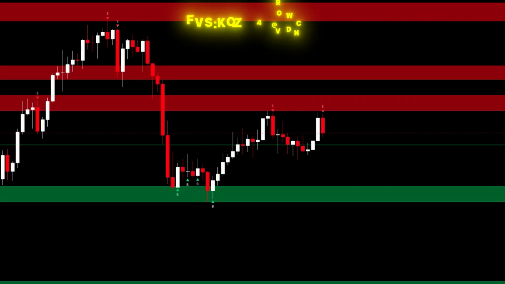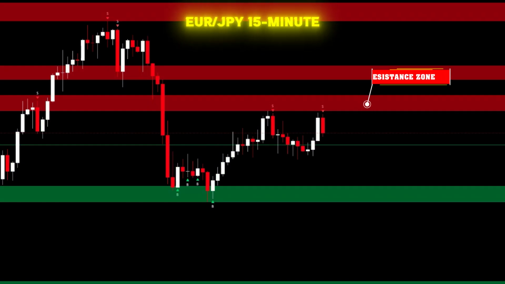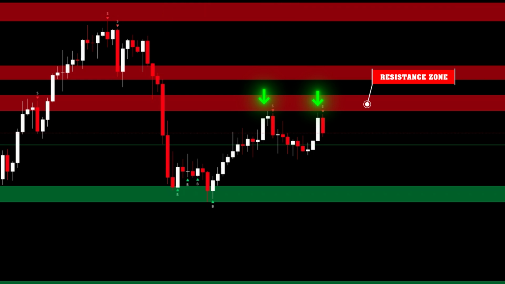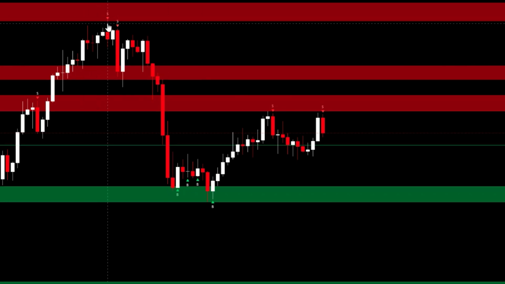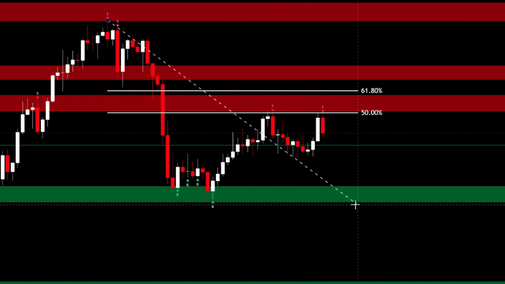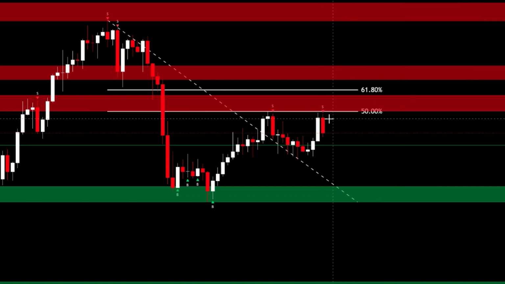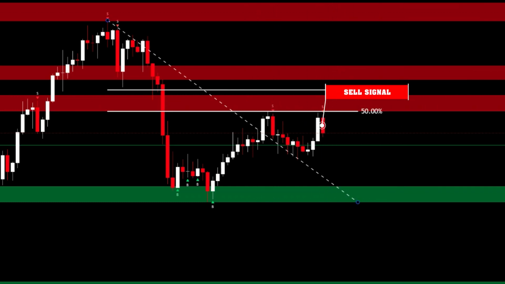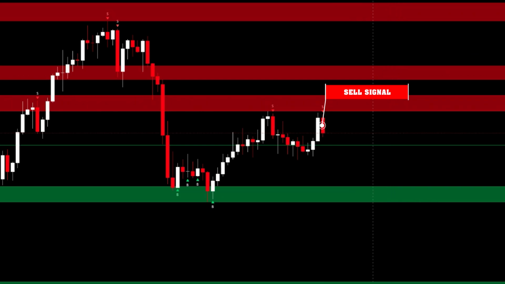On the EUR JPY 15-minute chart, you can see that the price has been moving in a downtrend and, after a correction, has reached a resistance level where a double top pattern has formed. Now I want to assess the strength of this resistance level. To determine how far the corrective move might extend, we'll use the Fibonacci retracement tool. As you can see, the price has retraced to the 50% level, which aligns with the resistance level. This suggests that the second wave of the downtrend is likely to begin from this level.